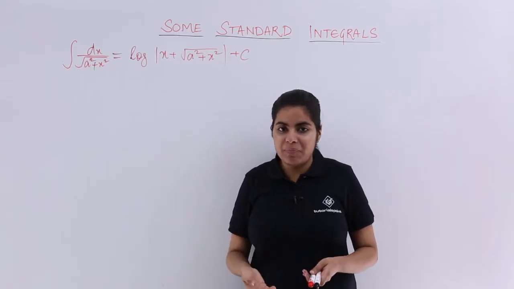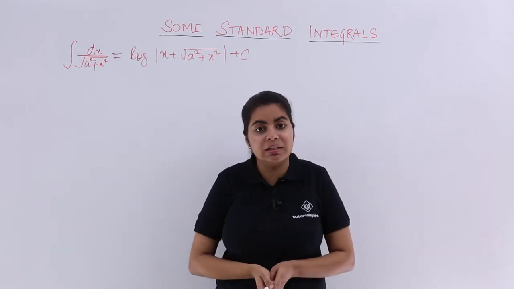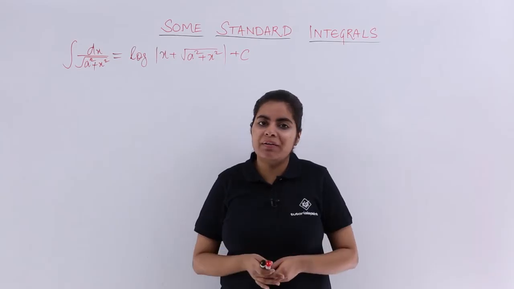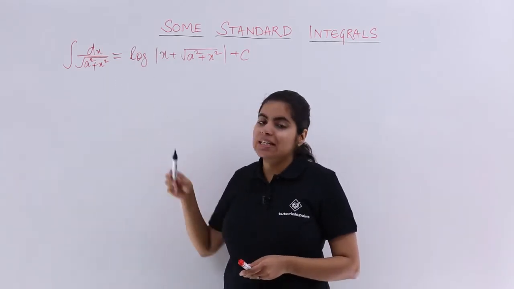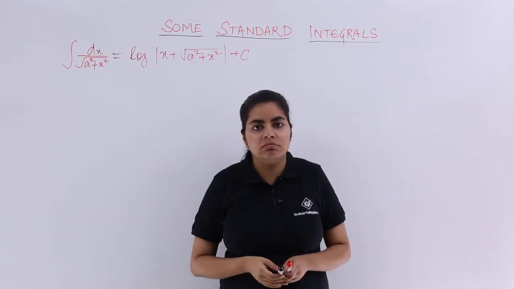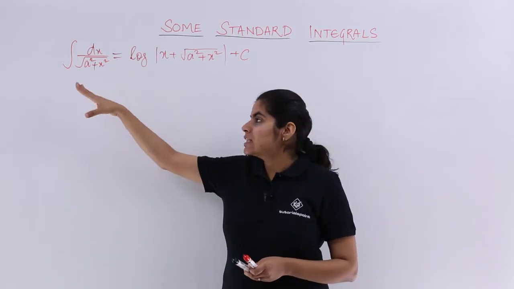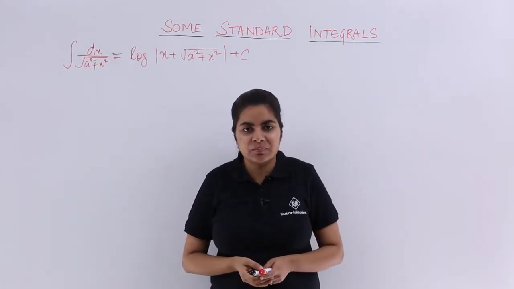x square minus a square, wherein I said that I have to substitute certain things which are beneficial to me. In case of under root, trigonometric substitution goes very well. Now if I put x is equal to a sin theta, does it benefit me? What will happen? It will become a square common 1 plus sin square theta. No formula exists as such.